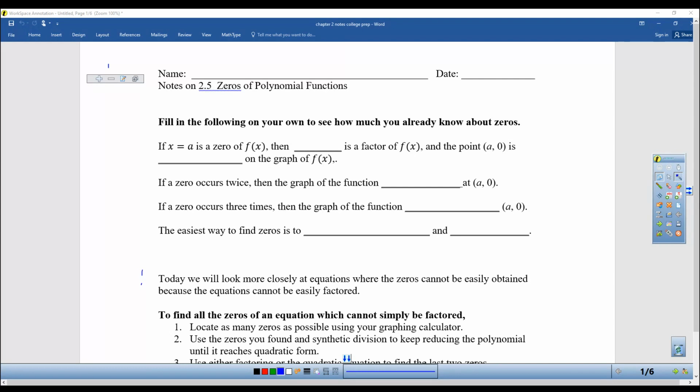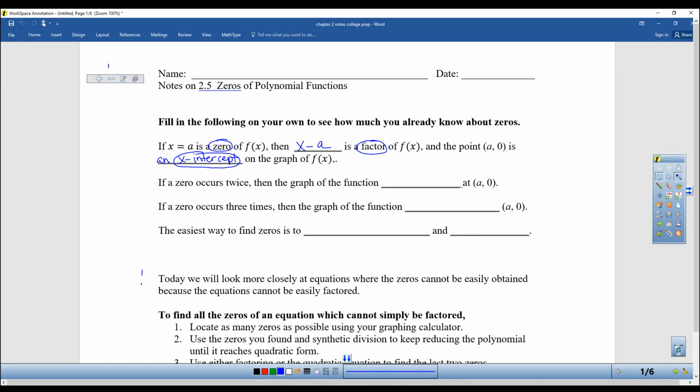If x is equal to a is a zero of f of x, then x minus a is a factor of f of x. And the point (a, 0) is an x-intercept. So I'm always trying to get this point across to you that zeros, factors, and x-intercepts are intricately related. Zeros actually are x-intercepts. They just are expressed differently. And then the factor always includes the x-intercept.